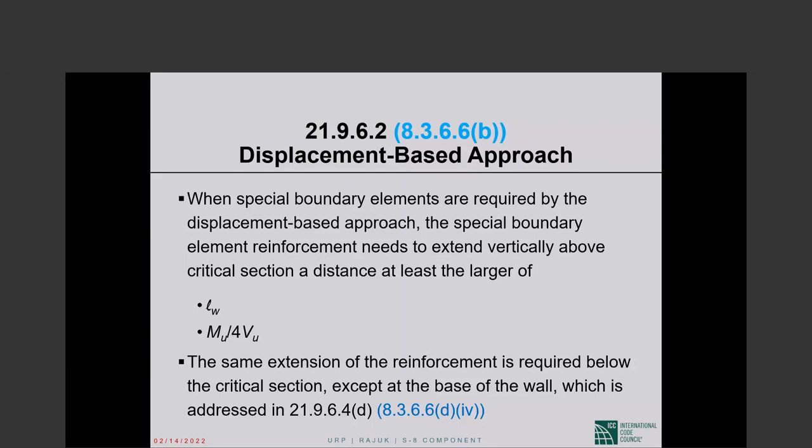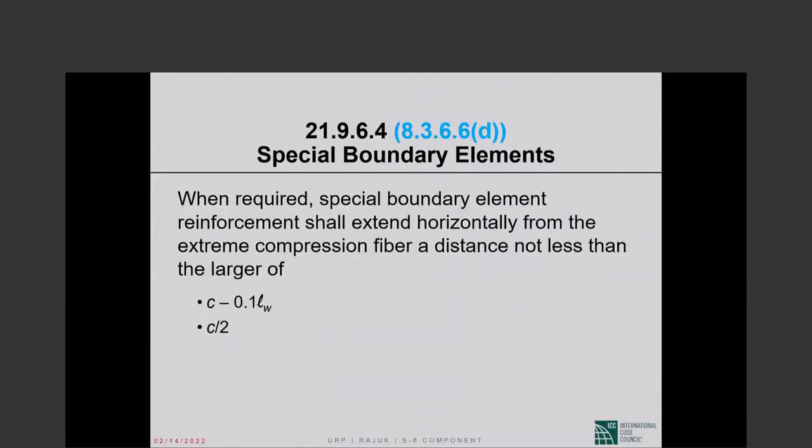The special confinement shall extend above the critical section by the larger of those two things: the length of the shear wall or 1/4 the moment to shear ratio at the base. Below the critical section, the special confinement shall extend by the same distance if the shear wall is sitting on another structural member.